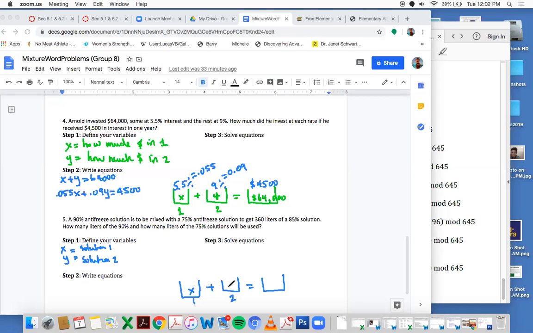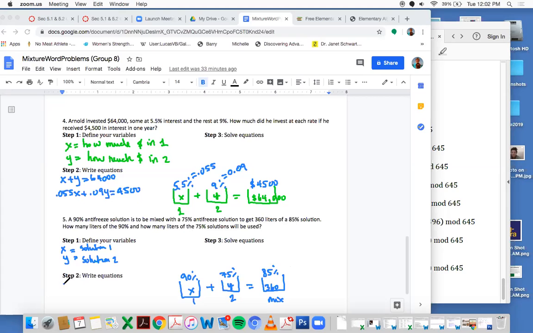Okay, we have X and Y, and it's trying to add up to 360 liter. So that's the mix. Okay, and here you have percentage, 90% is mixed to 75%, and you're trying to find something that's 85%.